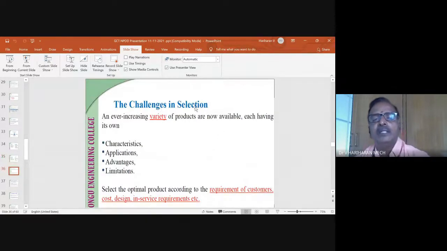Then the challenges in selection. An ever increasing variety of products are now available, each having its own characteristics, application, advantages, and limitations. So the challenge in selection is based on this. Select the optimal product according to the requirement of the customer. This is the very first and foremost one. Customer need is very, very essential. Then cost, design and service requirement. All these things are very, very essential for choosing your new product.